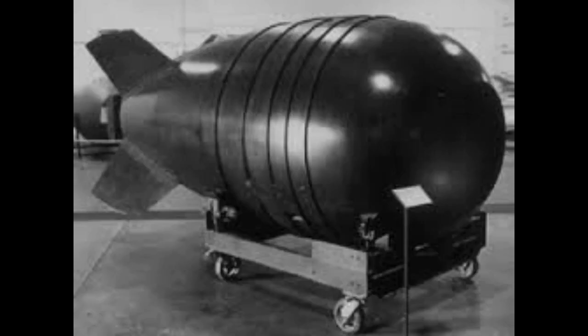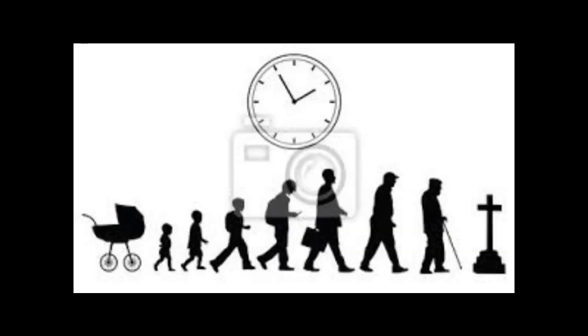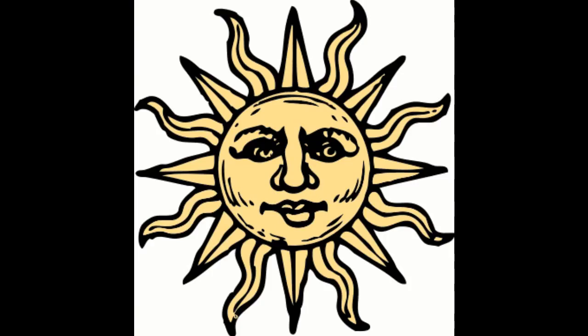Let's have a look at the word I as it relates to Einstein. Einstein equals I-N street I-N equals I-N saint I-N. Albert equals L, the father of all gods, Bert B beta, the fertility letter, relating to both birth and death, or life and death, as they are inseparable, and T is the sacrifice cross, the sun god of ancient Babylon, and in turn symbolizes the cross of sun and light worship.